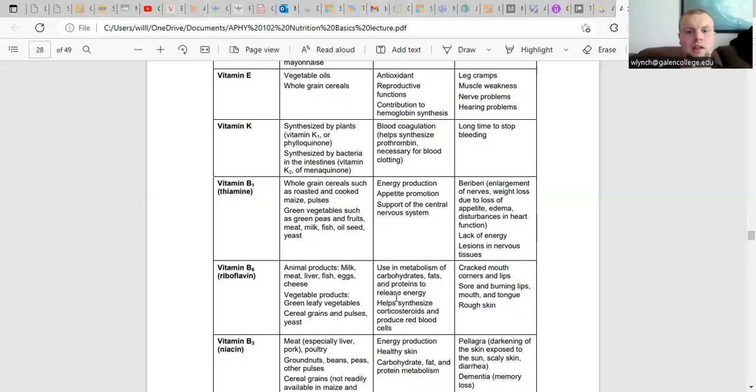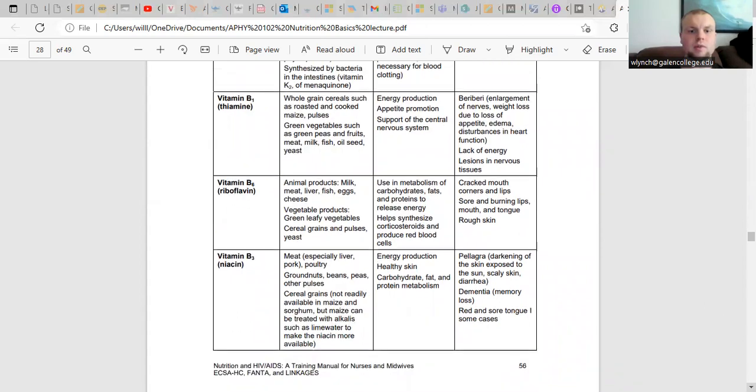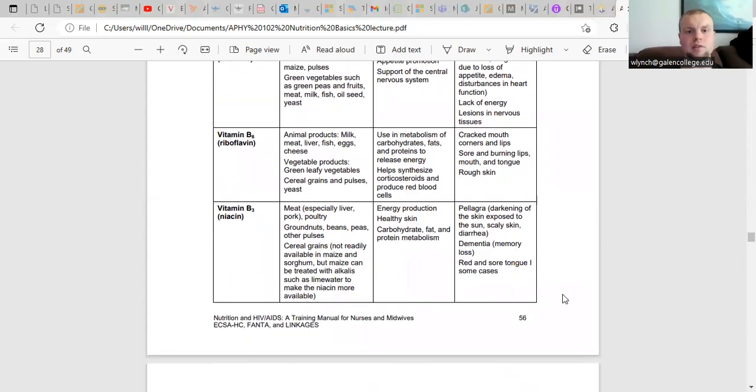Riboflavin is going to be used in metabolism for all three macros: carbohydrates, fats, and proteins. It also helps to synthesize corticosteroids and produce red blood cells. You find this in animal products like milk, meat, liver, fish, and eggs, and in vegetable products like green leafy vegetables, cereals, and yeast.